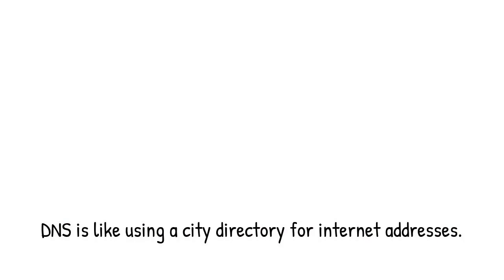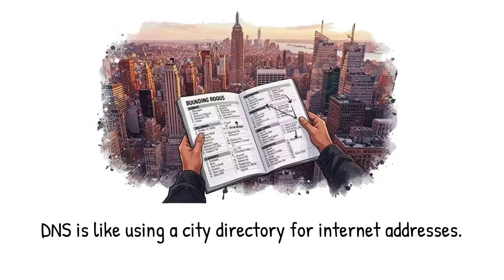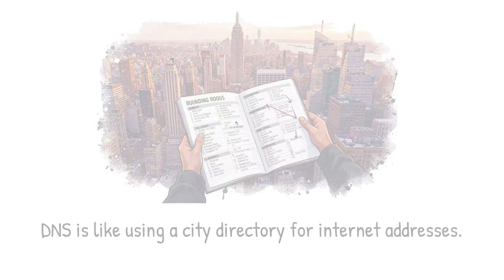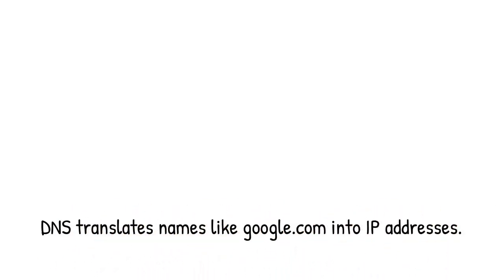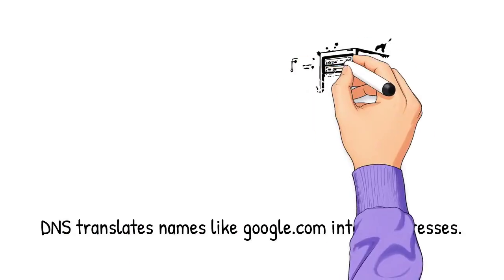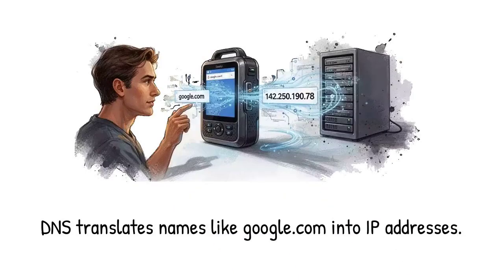You know the name of the restaurant you want to visit, but you don't know its address. You can't walk around aimlessly hoping to find it. You need a directory, a phone book, that tells you exactly where it is. DNS is that directory for the internet. It translates human-friendly names like google.com into machine-friendly IP addresses like 142.250.190.78. Without DNS, the internet would be unusable.